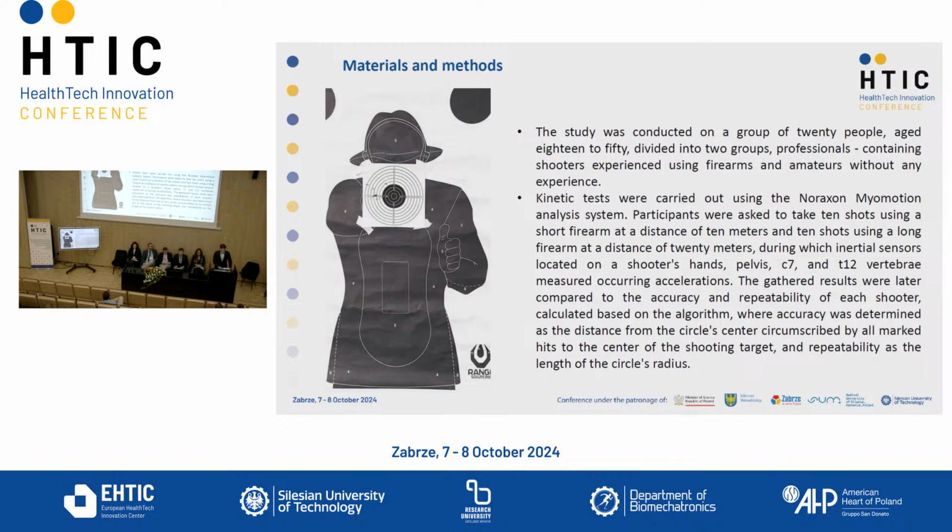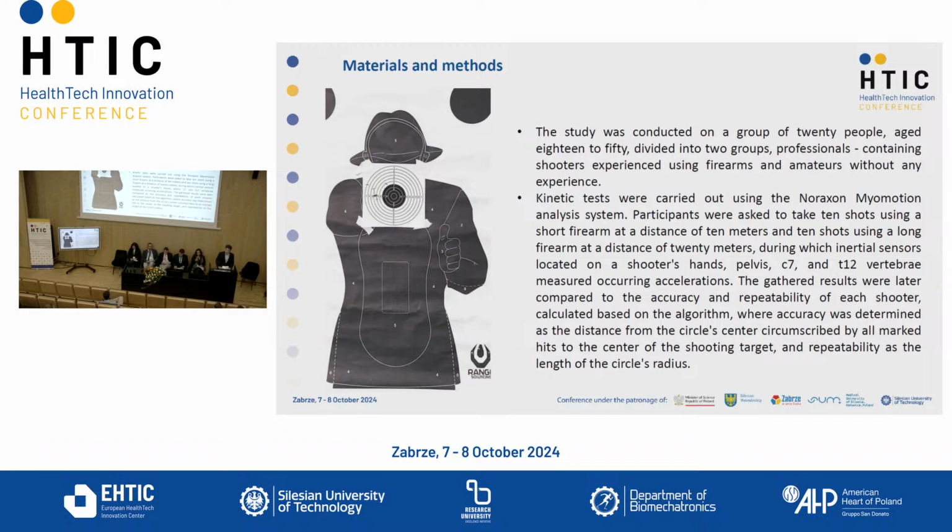Our study was conducted on a group of 20 people aged 18 to 50, divided into 2 equal groups, one containing 10 professional shooters and one with amateurs, who were asked to take 10 shots with a handgun at a distance of approximately 10 meters and 10 shots using a rifle at a distance of 20 meters. When they shot, the Myomotion Noraxon inertial sensors placed on participants' hands, C7 vertebrae, T12 vertebrae and pelvis gathered data about the acceleration of the body segment they were placed on. In order to determine participants' accuracy and repeatability, the shooting targets were scanned and analyzed in the MATLAB environment.